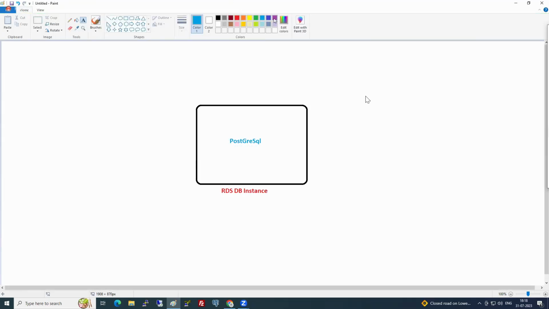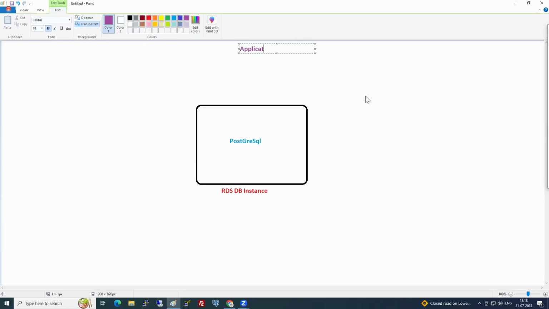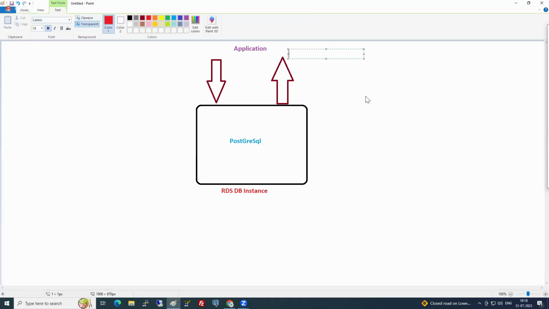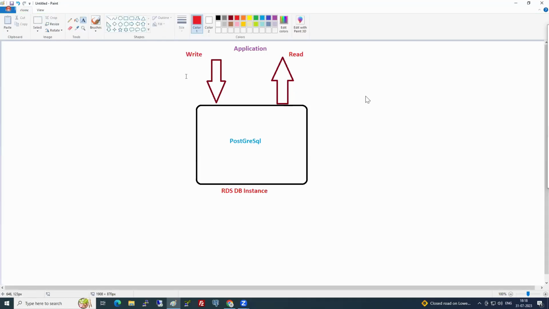So now we have applications over here. What is the general scenario? You have an application and the application will be connected to your DB instance. It will read and it will write. Yes or no? Your applications will read, and applications will write. In the normal scenario, all your applications will be connected to your DB instance and will read and write.